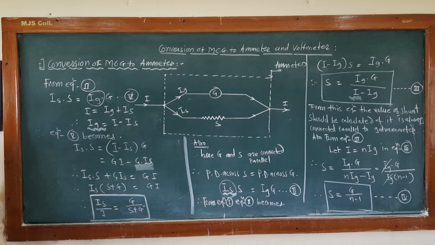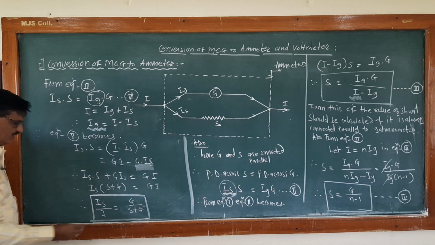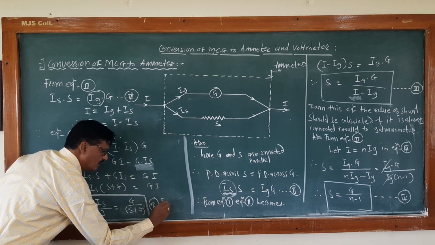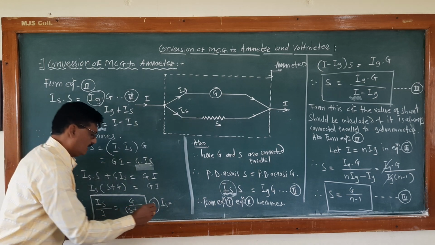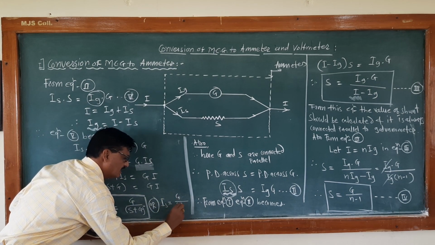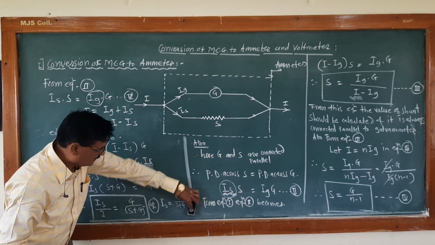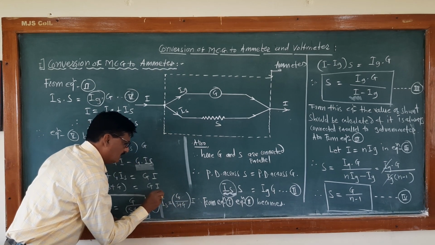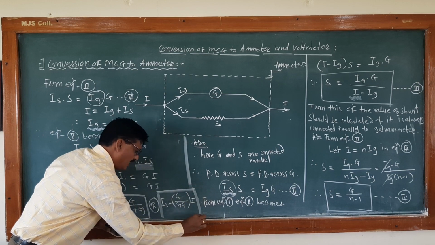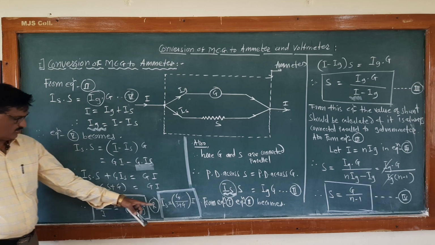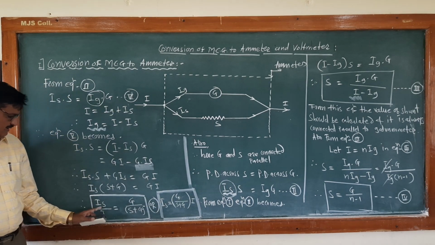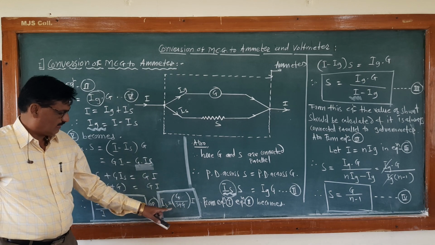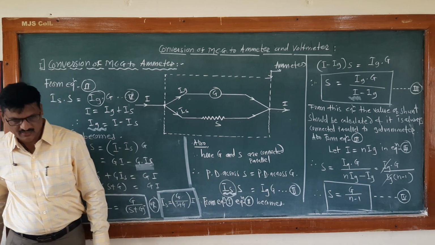This means that Is upon I is equal to G upon S plus G. Also, from this equation, Is, the current flowing through the shunt, is equal to G divided by S plus G, this whole multiplied by I. From this equation, the fraction of total current flowing through the shunt can be calculated, that is Is upon I equal to G upon S plus G, or the current flowing through the shunt, Is, is equal to G upon S plus G multiplied by I.